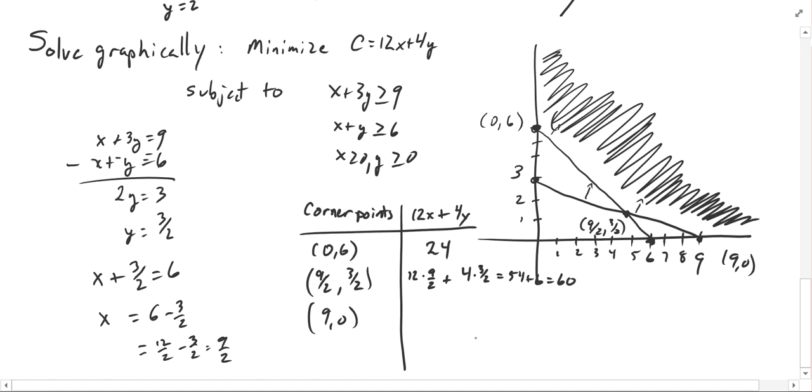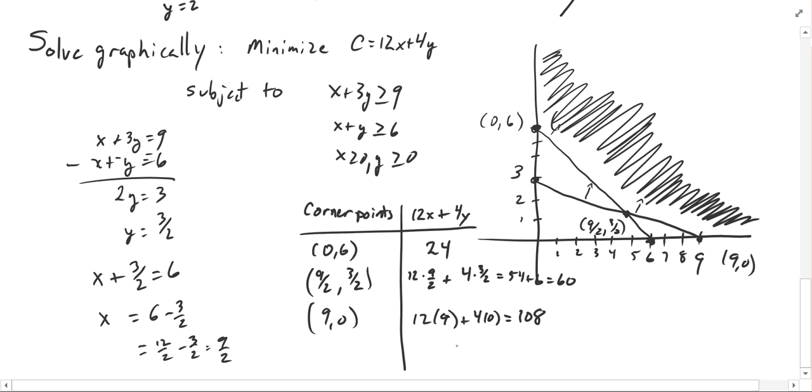Total of 60 there. And if I try 9, 0, 12 times 9 plus 4 times 0. 12 times 9 is 84. No, 108. 12 times 9 is 108.